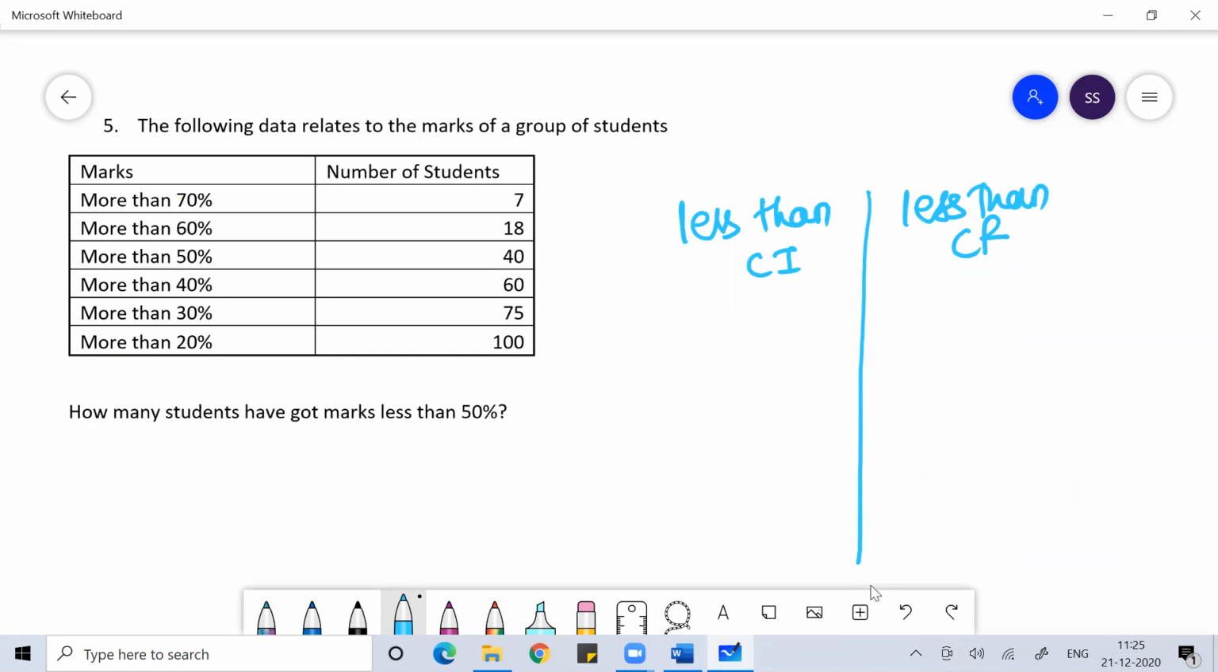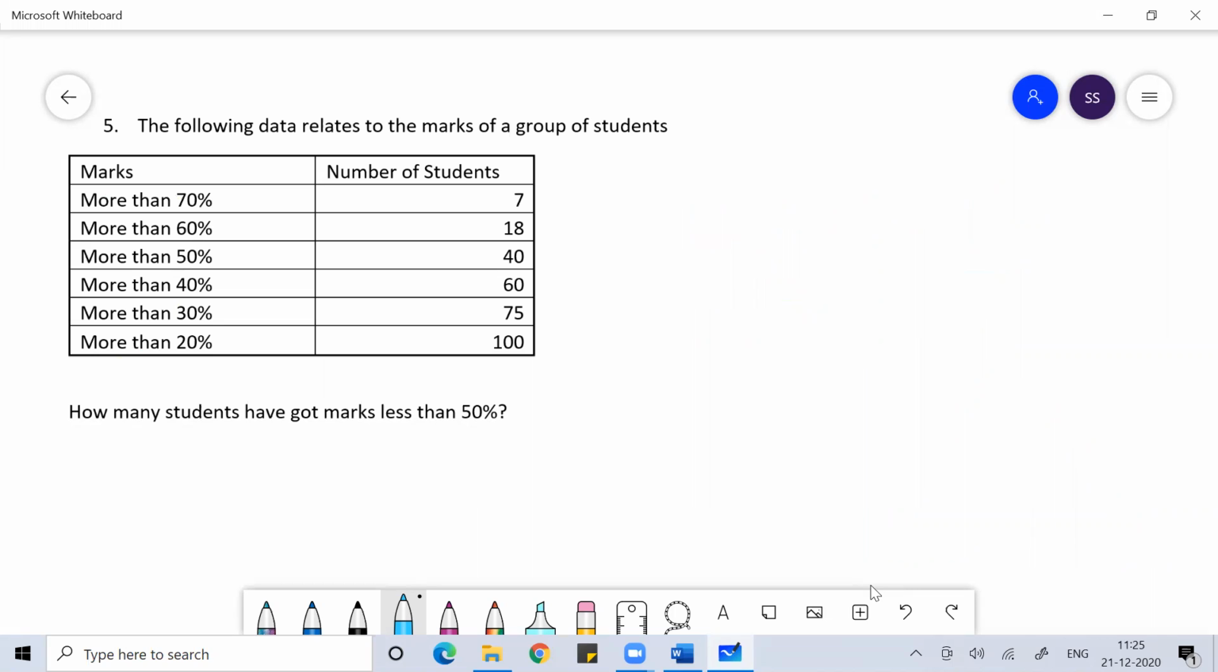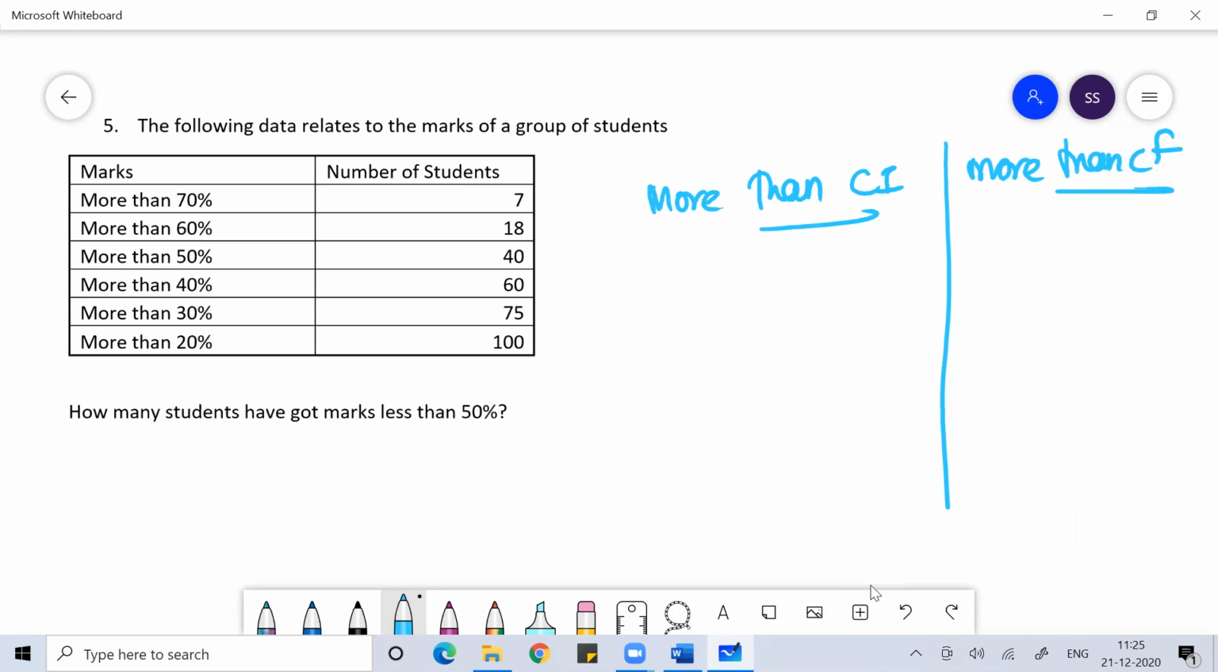But whenever your data is in the form of more than class interval with more than cumulative frequency, your data would be like this. Maximum data at the beginning, and then it will decrease. That is how it happens.